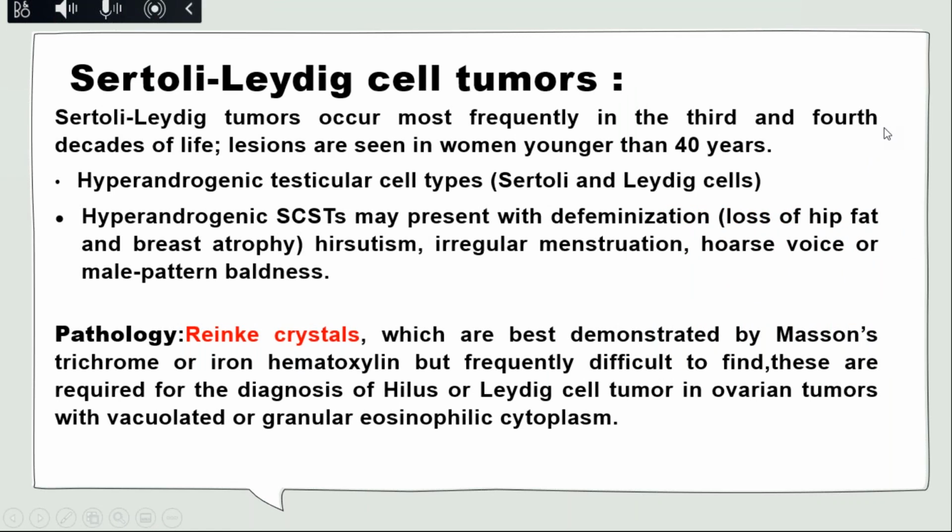Next comes the Sertoli-Leydig cell tumor, and this is the hyperandrogenic testicular cell type, and they may present with defeminization, that is loss of hip fat and breast atrophy. There may be hirsutism, irregular menstruation, hoarse voice, and male pattern baldness. And the pathology has another term, Reinke crystals, which are best demonstrated in the histopathology, and can be found in the hilus cell-like vacuolated or granular eosinophilic cytoplasm.